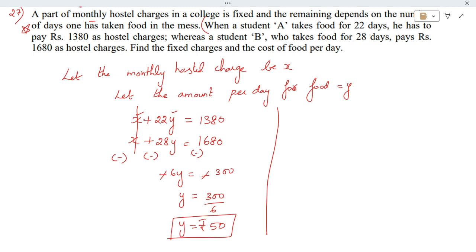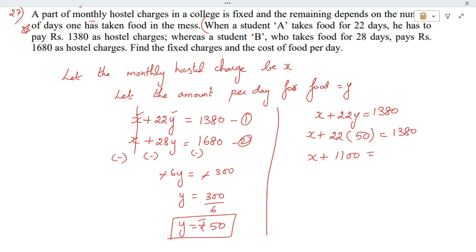So now I need to substitute y in any of the equations. Let it be equations 1 and 2. So I'm taking the first equation itself. x plus 22y is equal to 1380. So x plus 22 times y, which is 50, isn't it? Is equal to 1380. So x plus 1100. So 22 into 5 is 110, so one more zero is there. So it's x plus 1100 is equal to 1380.